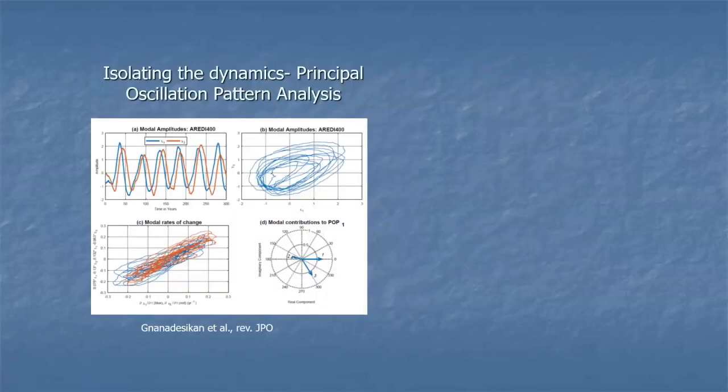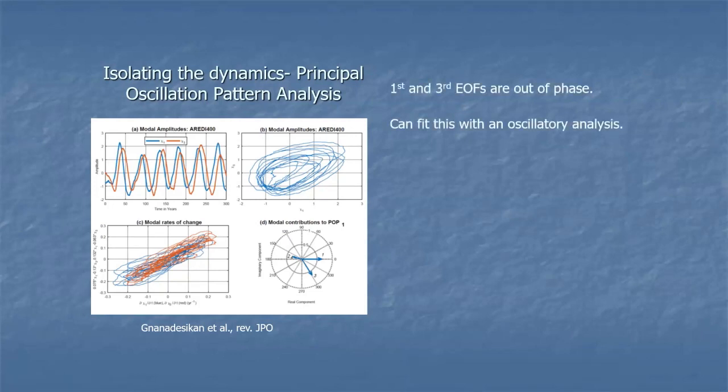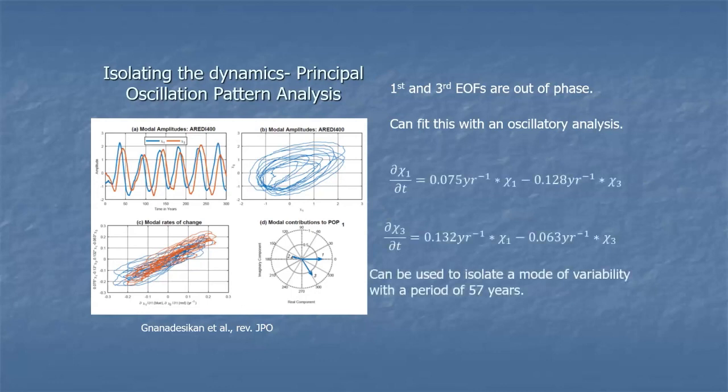If we look at the time series of these two variables, this is the amplitude of the first mode, this is the amplitude of the third mode. You can see that they're offset, right? And you can also see that they're periodic. And so we know the first and third EOFs are out of phase, and we can fit this with an oscillatory analysis where the amplitude of the first mode turns out to have a positive relationship with itself. So the first mode, once you start convecting, you tend to convect more.